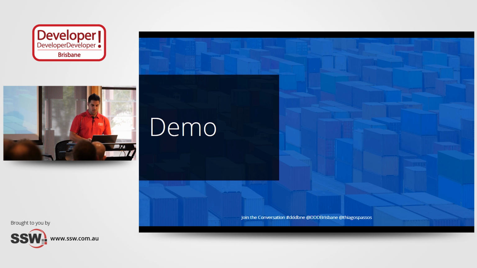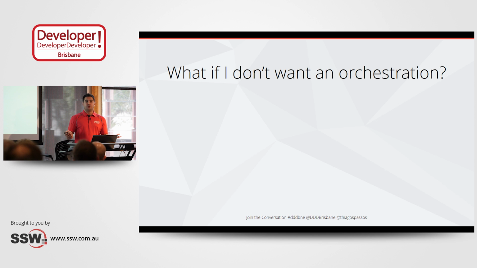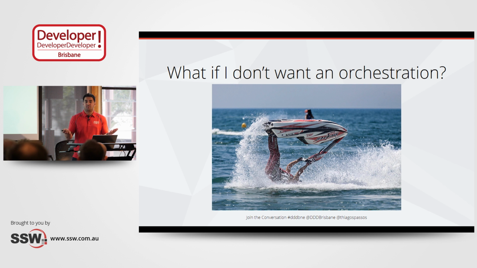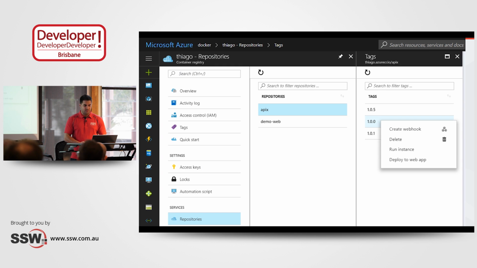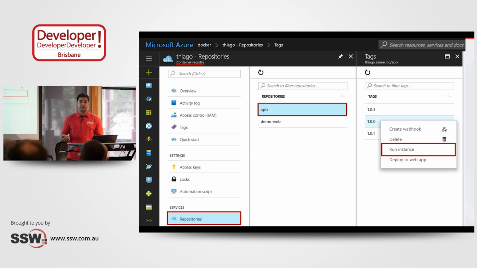All right. So what if you don't want an orchestration? There might be cases where I've got a container and I just want to run it. You can, but you're going to lose a bunch of stuff. But you can still do it, and people still do it, right? If you're in Azure, you can go to that registry that I just showed you. You can go to your repository, and you can just create an instance. So it's going to run that instance in Azure.